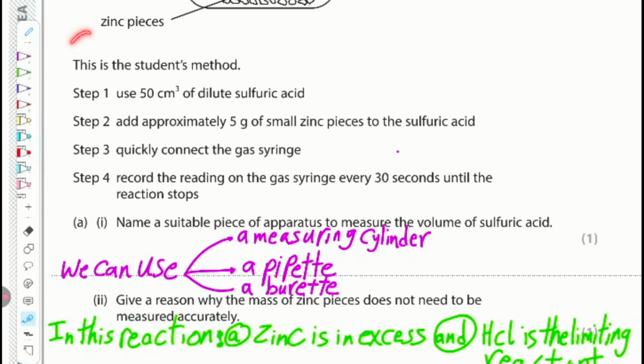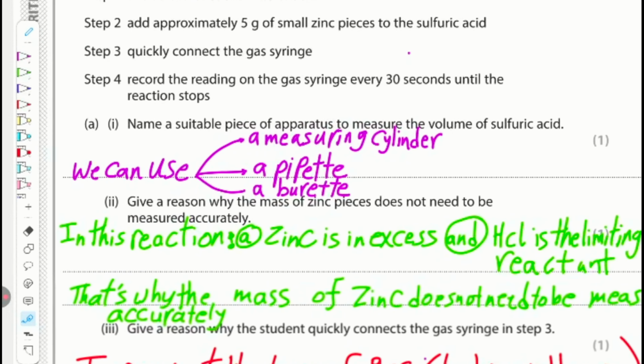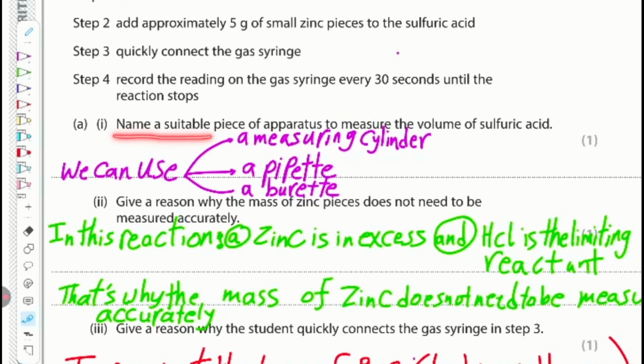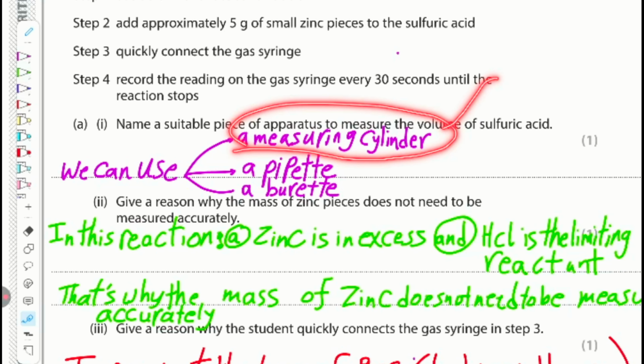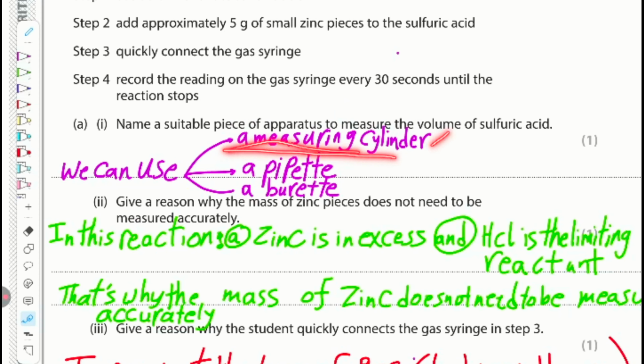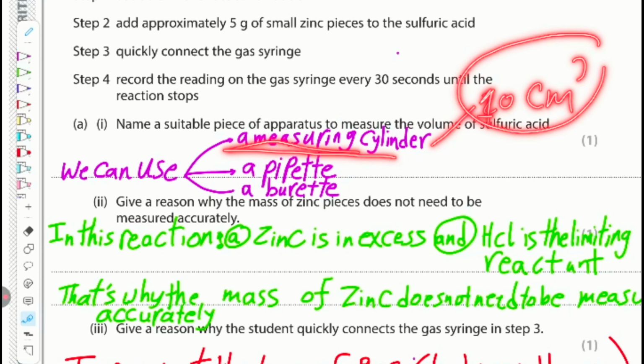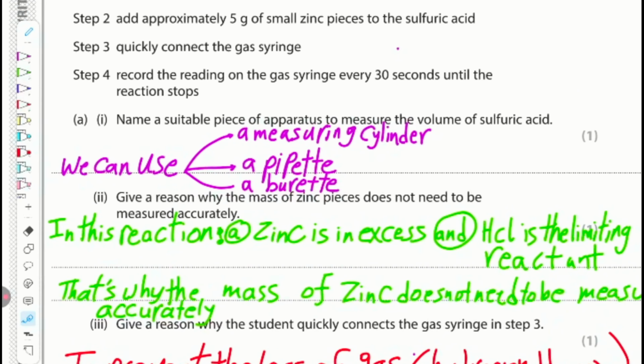Now, those are the steps. You can pause the video and read them. I'm going to start answering the questions immediately. Name the suitable piece of apparatus to measure the volume of sulfuric acid. Generally, I have some important apparatus to use when we want to take a specific volume of a liquid. We have the measuring cylinder. I always advise my friends to use the measuring cylinder when the volume is more than, let's say, 10 cubic centimeters.